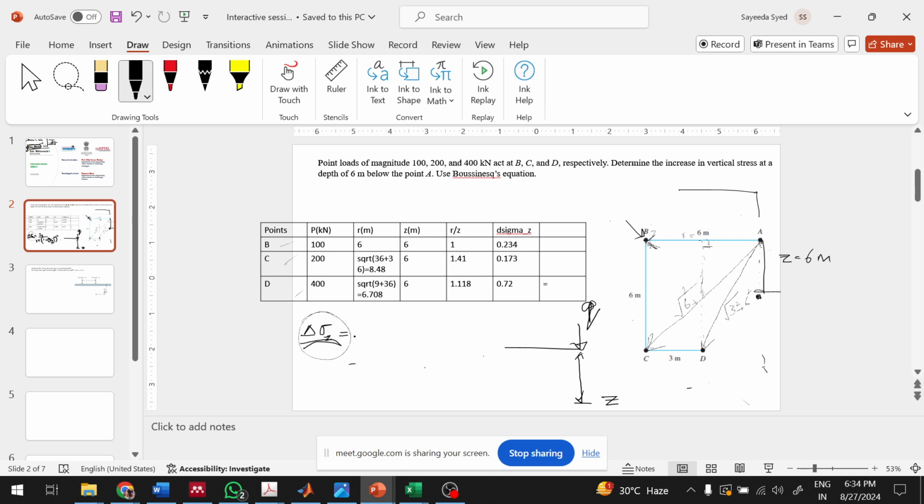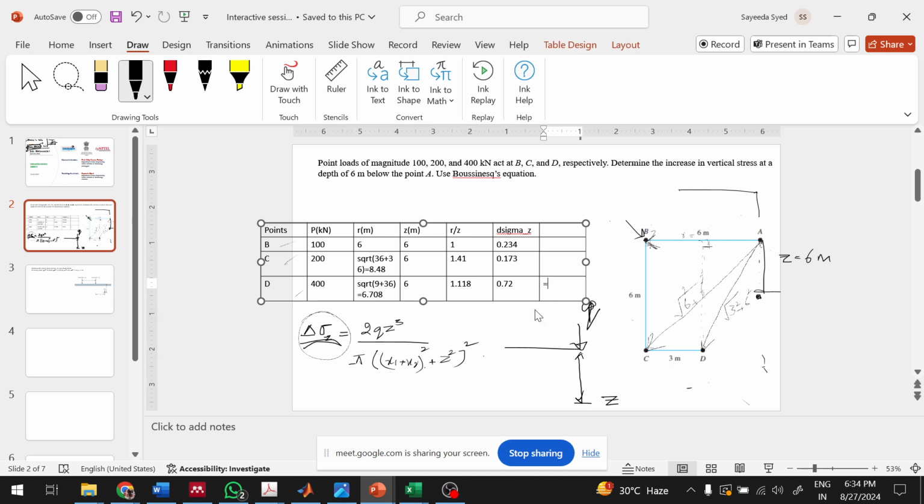Delta sigma z will be equal to 2 q z cube over pi times x square plus z square whole square. Okay, and the total effect will be 1.127 kilonewton per meter square. So that is about the Boussinesq equation for point load.